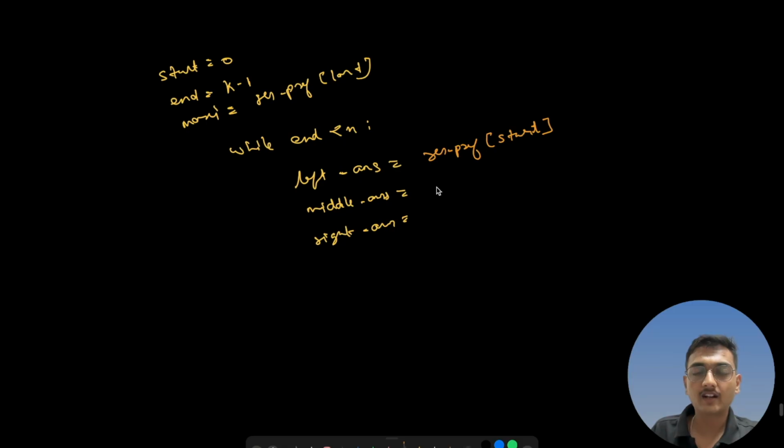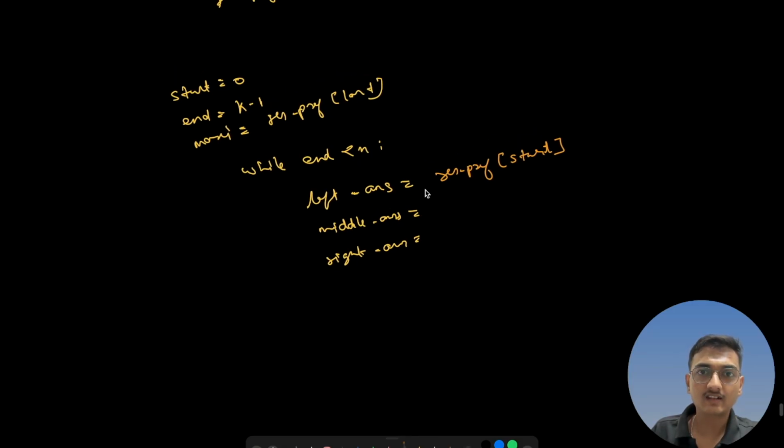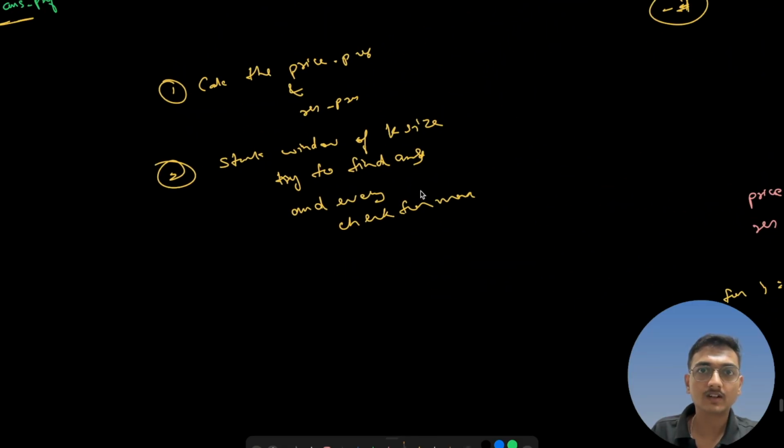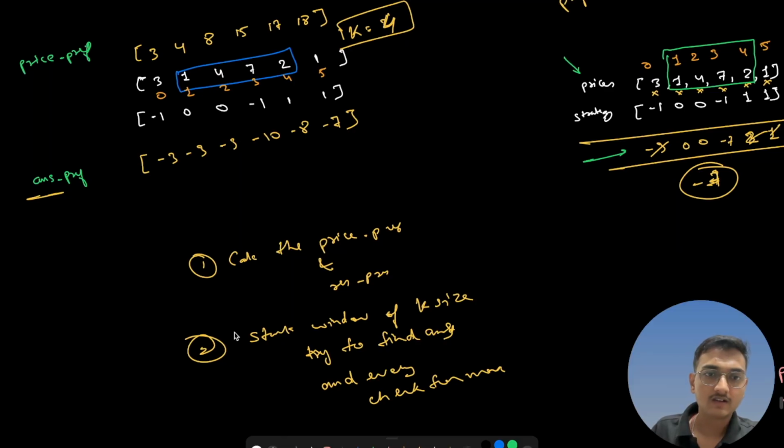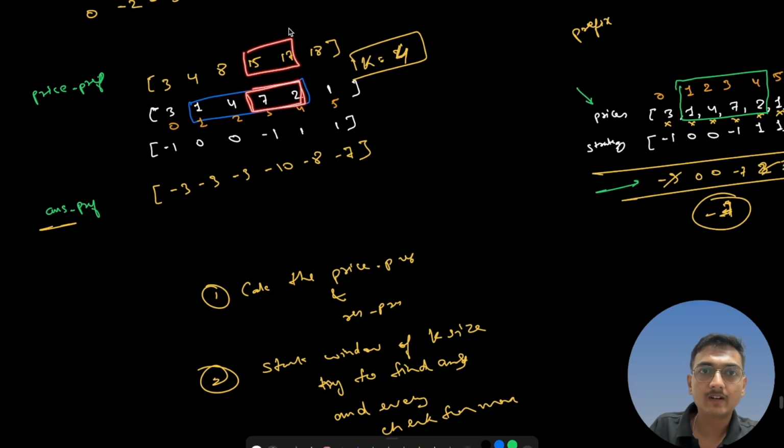How will I be calculating the middle answer? So for the middle answer, I need to calculate the answer for only this part. And what is this part? From here, this is my end window. I need to go till half.